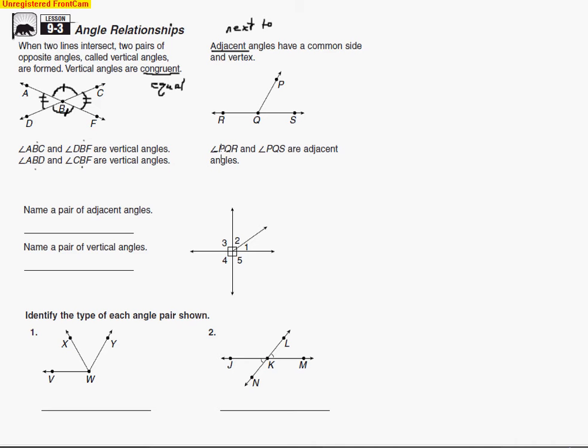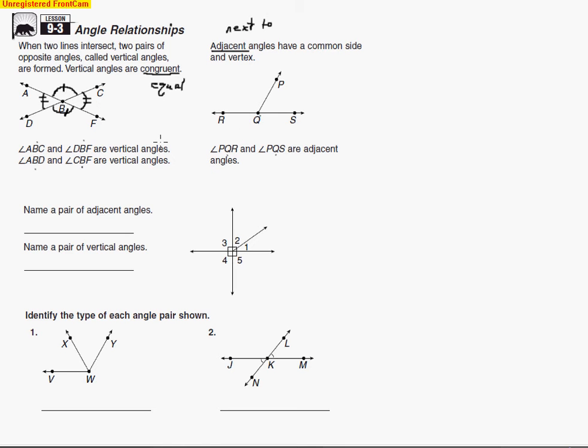So angle PQR, Q is the center, so there's the center right there. PQR is adjacent to PQS. So PQS, Q is in the center again, so that's the vertex. So notice how they're right next to each other. They kind of share this boundary. It's kind of like having a duplex house. They share a common wall. Well, these two angles share a common side. And so that's what we're looking at.